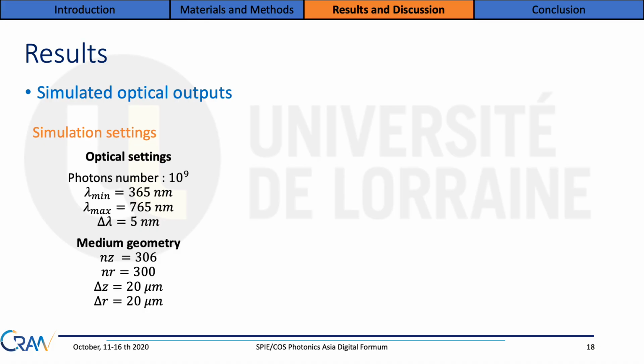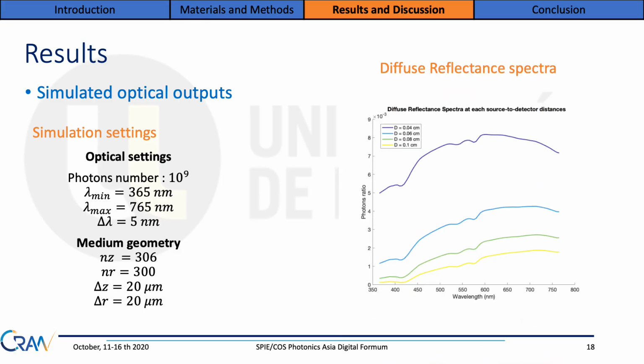Now, it's time to share with you the result of the simulation obtained with our realistic 5-layer medium established earlier. Those were acquired with the presented simulation settings. NZ and NR are the number of voxels according to depth and radial distance. The main goal of our simulation is to obtain autofluorescence and diffuse reflectance spectra in the Spectralive configuration. That's why the diffuse reflectance spectra obtained are presented here.